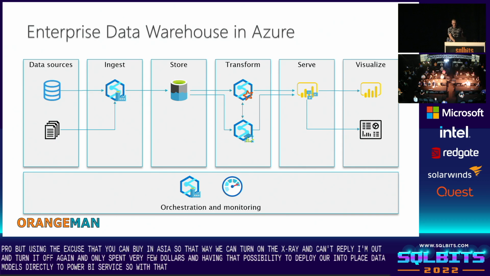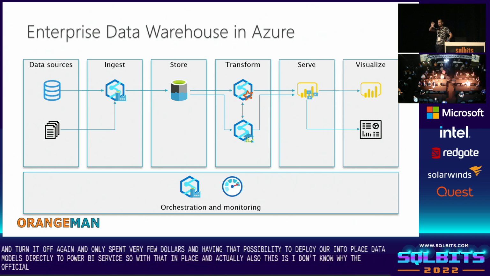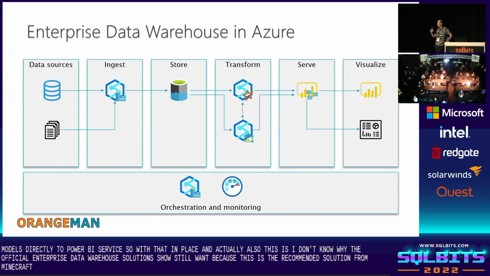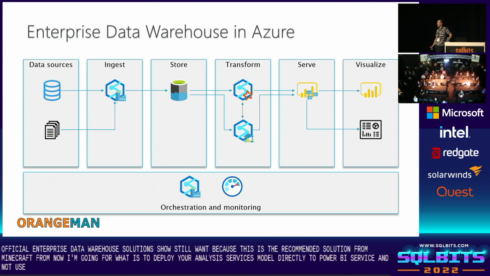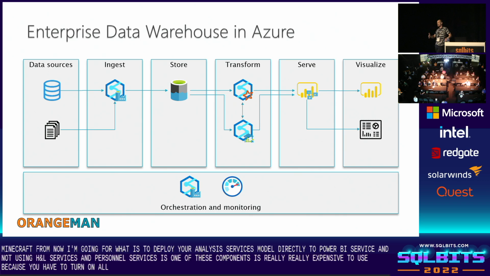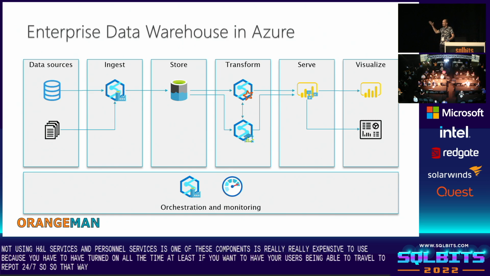So with that in place, and actually, I don't know why the official enterprise data warehouse solution shows the other one, because this is the recommended solution from Microsoft going forward: to deploy your analysis services model directly to Power BI service and not use Azure Analysis Services. And Azure Analysis Services is one of these components that is really, really expensive to use, because you have to have it turned on all the time, at least if you want your users to be able to browse the reports 24/7. So if we use the Power BI service, we can do it a lot cheaper.